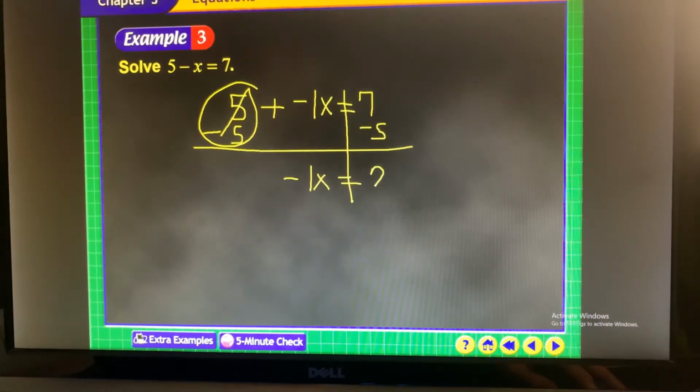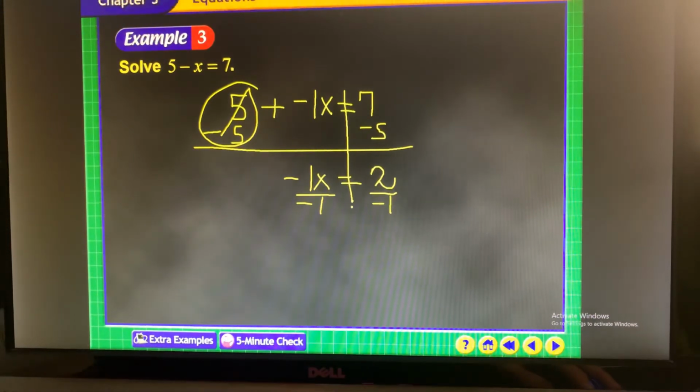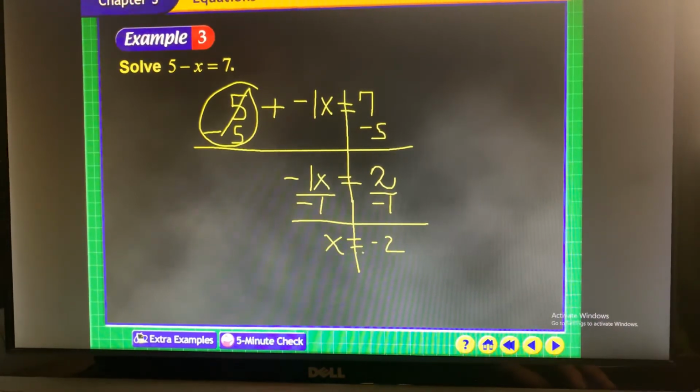equals 2. Not done. This is where the mistake always happens, right here. People think they're done. No, you've got to get rid of that coefficient. The only coefficient that can stay is 1. Negative 1 divided by negative 1 is 1. That's the coefficient that can stay. X actually becomes negative 2.